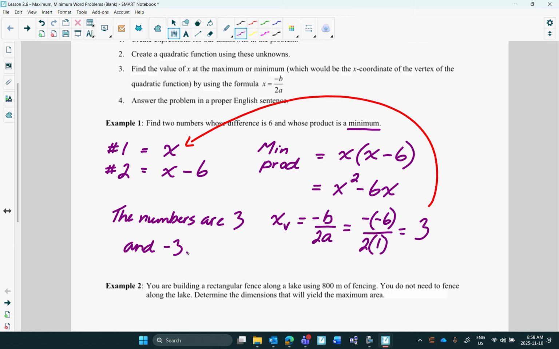Because if you try two negatives, when you multiply them, they become positive. Right? So think of it almost like a graph, where this is the first number.